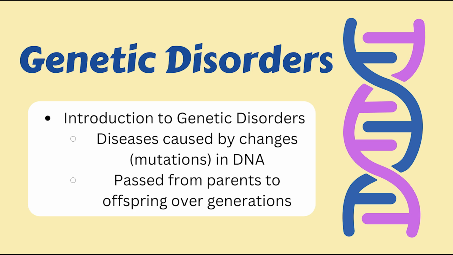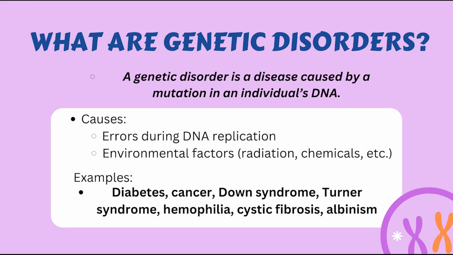What are genetic disorders? A genetic disorder is essentially a disease caused by a mutation in an individual's DNA. Mutation can happen due to errors during replication or because of environmental factors like radiation or chemicals. Since parents pass their genes on to their children, these mutations can sometimes be inherited, causing disorders that may run in families.